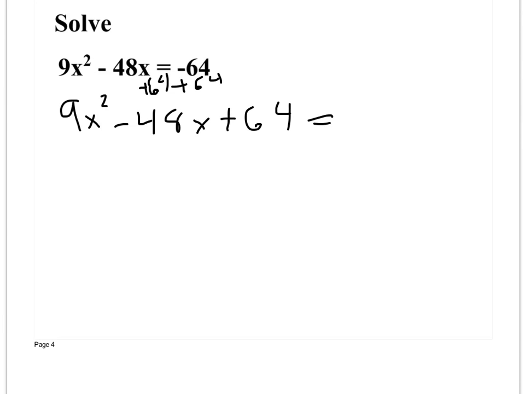Make it equal to 0. If you look at this, you can tell this is a perfect square trinomial because this is a square, right? This is a square. This is 2 times the square root of this times the square root of that. So the square root of this is 3. The square root of this is 8. What's 8 times 3? 24. What's 24 times 2?